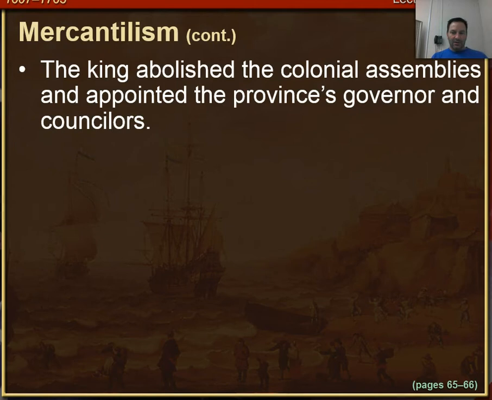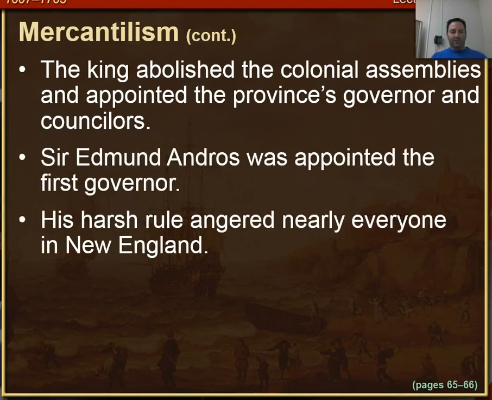The king abolished the colonial assemblies and appointed the province's governors and councilors. Sir Edmund Andros was appointed the first governor. His harsh rule angered nearly everyone in New England. Okay, so you can see now that people in New England in that area are getting a little fed up with the king and how they're doing things, okay?